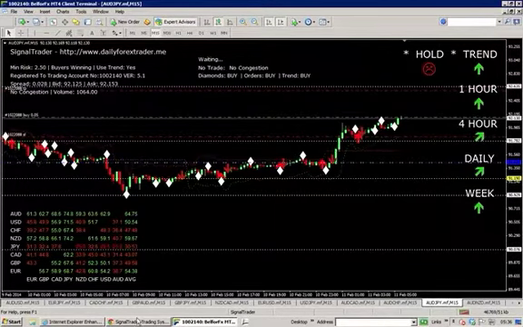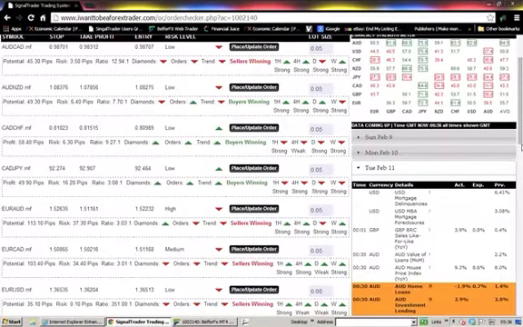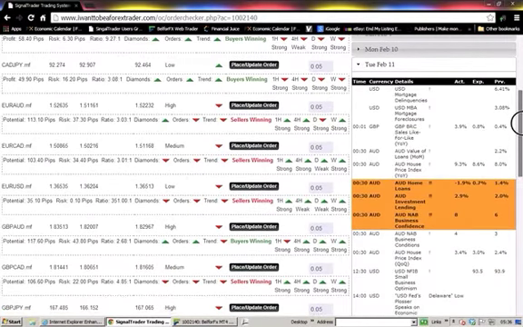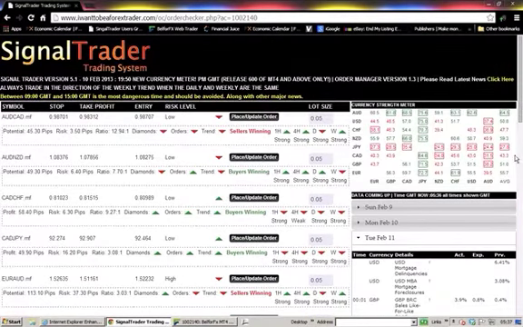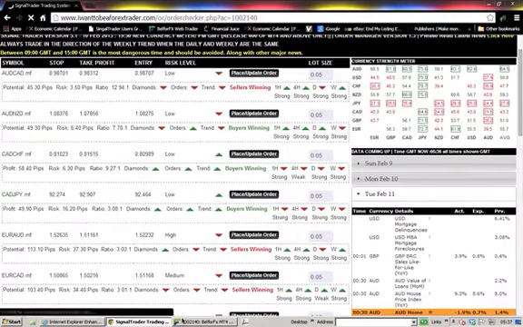So looking at the SignalTrader trading system web front end, which is hooked up to MetaTrader 4. There's quite a few little trades there, but nothing highlighted. But let's have a look at what's going on in the strength meter. Aussie dollar is quite strong versus yen, so I'm looking for Aussie yen really. So there isn't really an Aussie yen there, and the reason for that, let me show you.